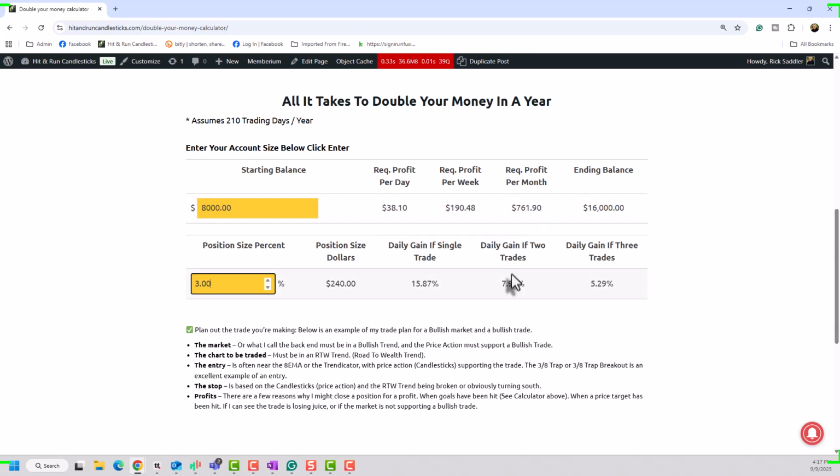If you're in two trades, you only have to make 17.94% to meet your goals. For three trades, only 5.29%, assuming all three trades are green, bullish, and no losses in there, okay? Now, we know we have losses, so you have to account for that. But this gives you your net number.